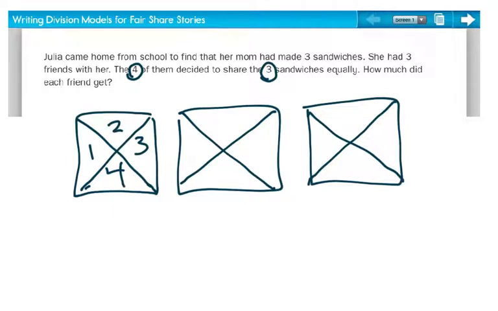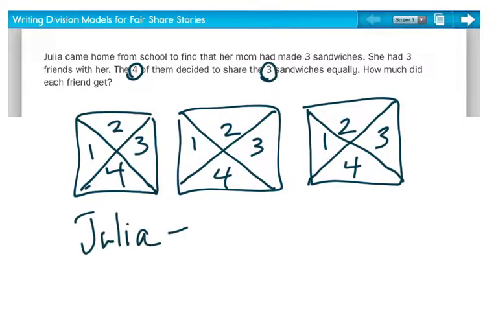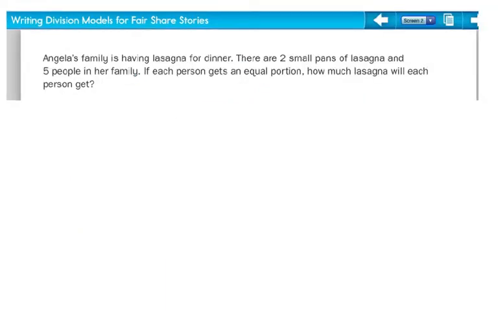So I'm going to number the second sandwich, 1, 2, 3, 4. 1, 2, 3, 4, and you should have already done the same. How much does each person get? So Julia's going to get 1, 2, 3 out of how many equal slices is each sandwich cut into? Into 4. 3/4 in all. All right, go ahead and erase. Let's take a look at the next one.